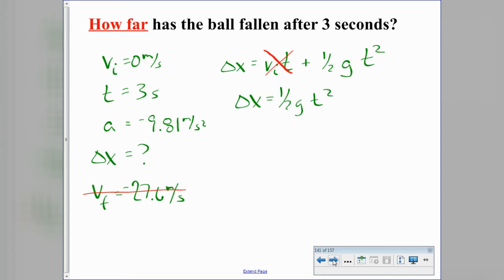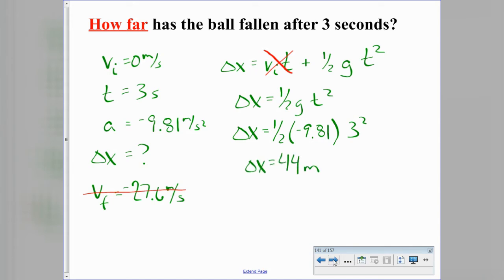I would draw a diagram, but we had a diagram on the last slide, so I'm not going to do that. Let's just plug in our numbers. Our displacement is one half of negative 9.81 times our time of 3 seconds squared. Half of 9.81 is 4.905, and 4.905 times 3 squared, which is 9, comes out to 44.15, but let's just say 44 meters. So our change in displacement is 44 meters.